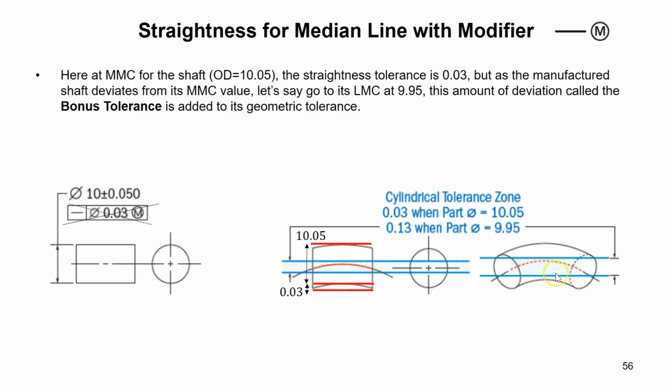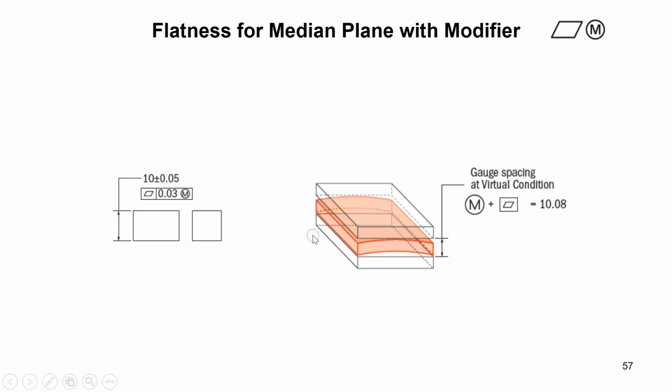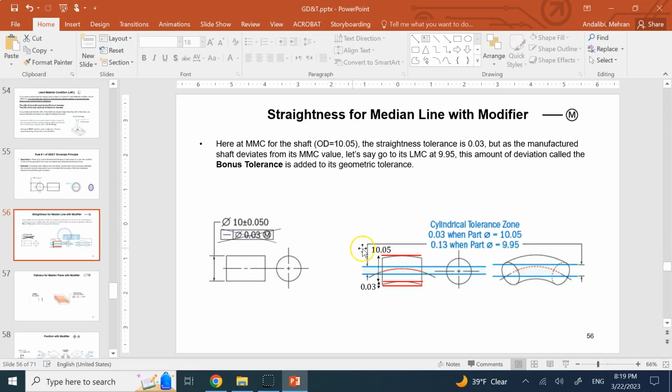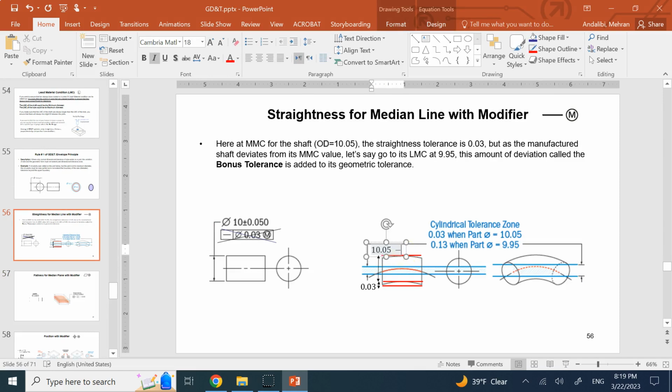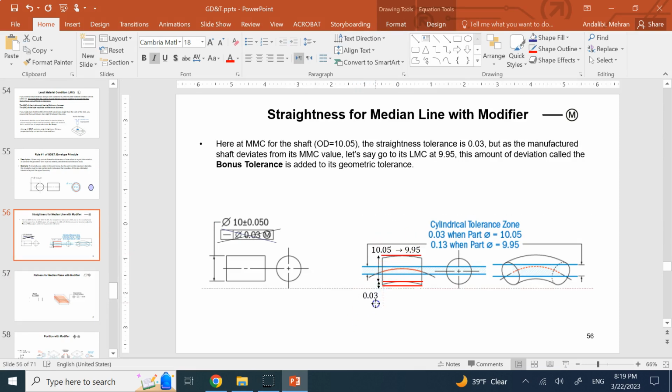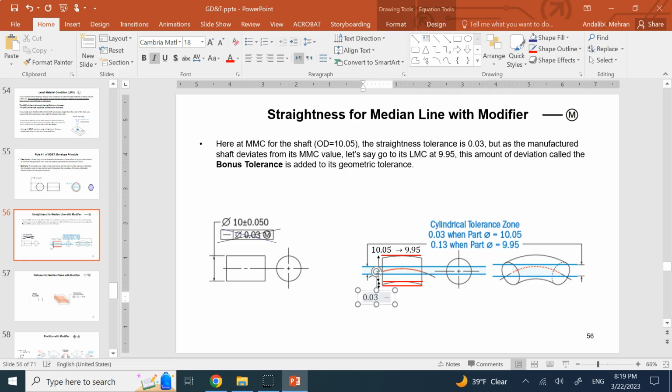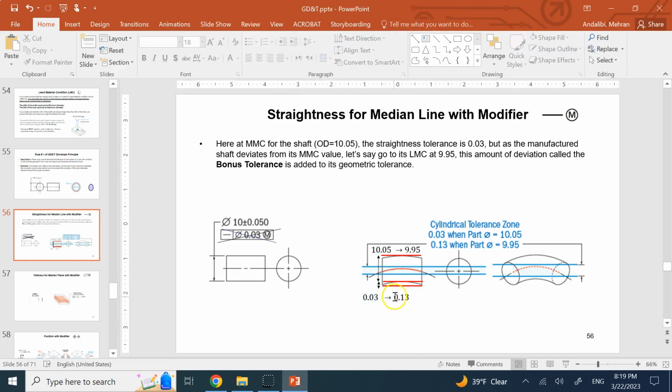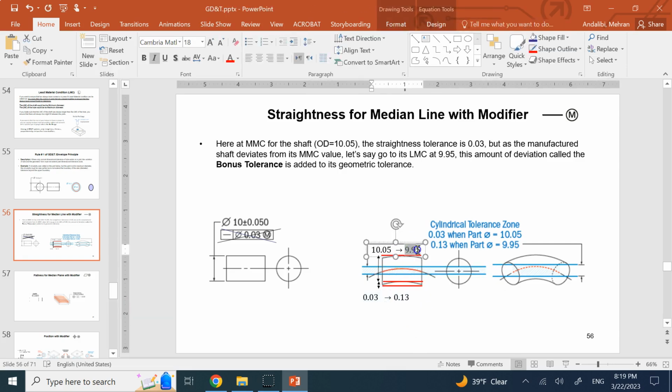Now, if on the other hand, I make this shaft, this dimension, I change it, and I make that 10.05 go down to 9.95. Since the sum of the two is fixed, right? The sum of the two is fixed. That makes this 0.03 go to 0.13. Because now the sum of this number and this number is the same as the sum of this one plus this one, and that is what? The size of the envelope.